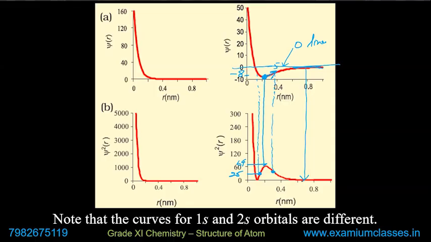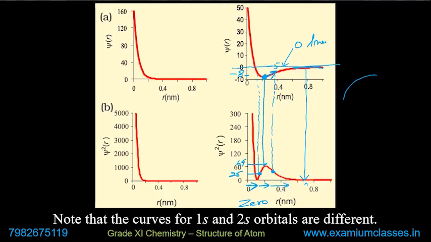So what this graph tells us is that the density of the electrons here, psi square gives the density of electron, becomes zero at this point. So when we move from the origin, after some distance, the density of the electrons becomes zero, and then again it increases afterwards till here, and then again decreases.